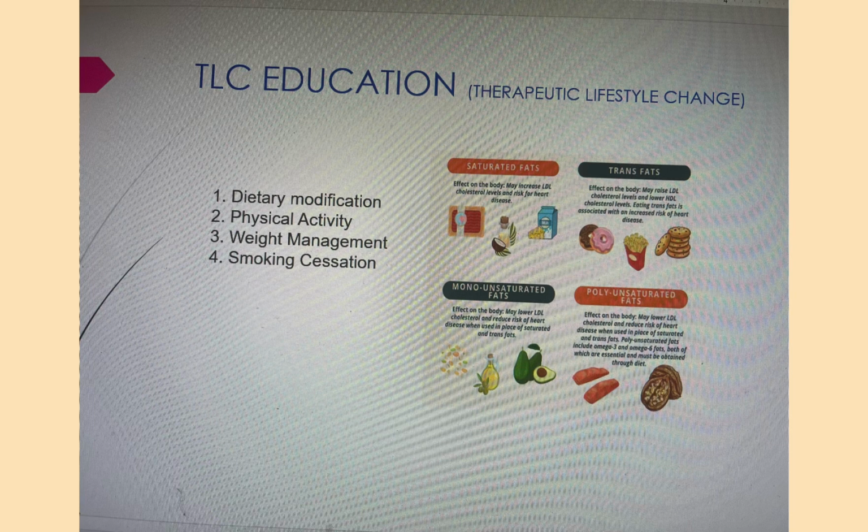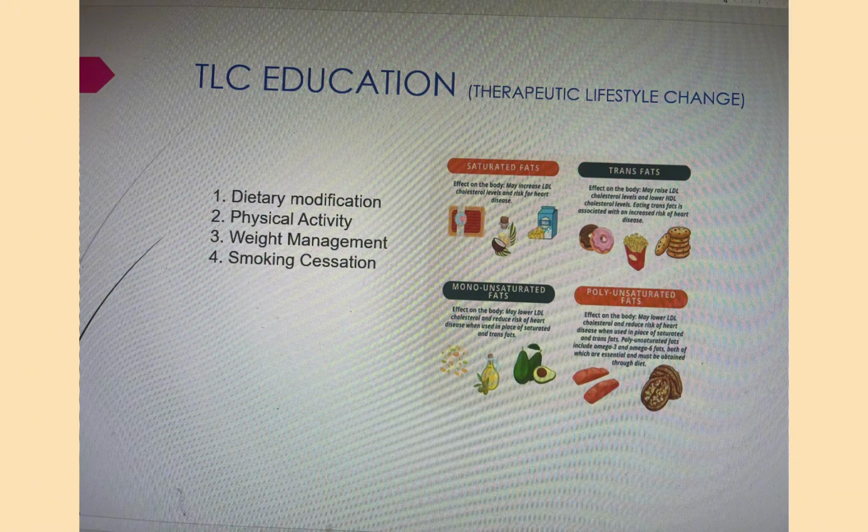Total fat in a diet may range from 25 to 35% of total calories. The American Heart Association recommends that saturated fat should be less than 6% of total calories. As you see in the picture on the screen, there are saturated fats and trans fats. The upper section shows the bad fats, and the bottom, the monounsaturated and polyunsaturated fats, are the better fats.